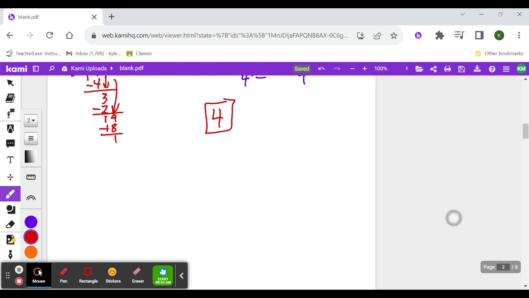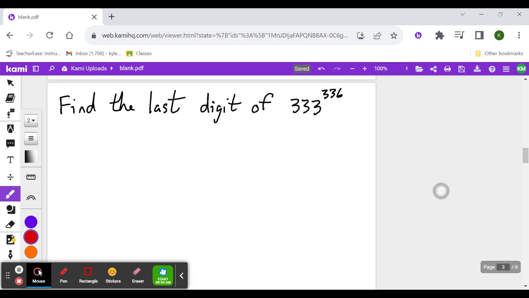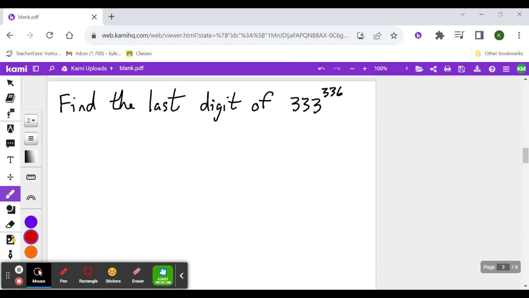All right, I have one more. Try this one on your own. Pause the video. And here is the solution. 333 to the 336th power. It'll be based on the last digit 3. 3 to the first is 3. 3 squared, the last digit is 9.